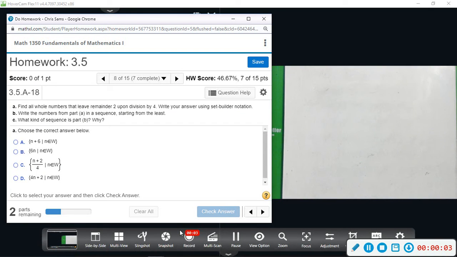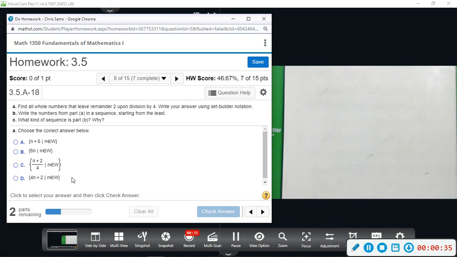All right, number 8, we have 3 parts: A, B, C. So first we're going to find all whole numbers that leave remainder 2 upon division by 4. And we're going to write our answer in set builder notation. So we have some choices to work with: n plus 6, 6n, n plus 2 divided by 4, or 4n plus 2.